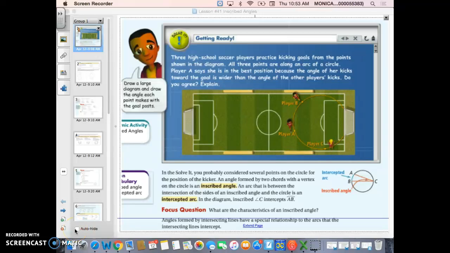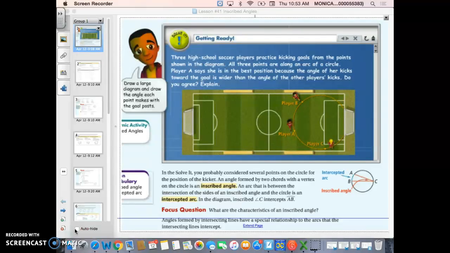Okay, so last class we learned that if an angle passes through the center of a circle, it's called a central angle. And its degrees equal the arc that's created by its rays. So today we're going to talk about an inscribed angle.